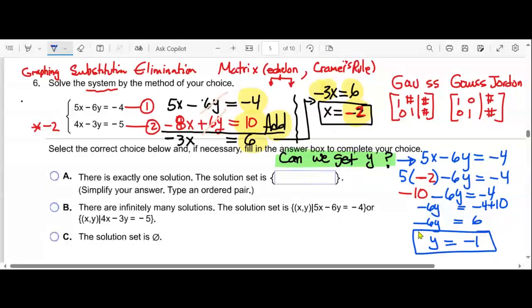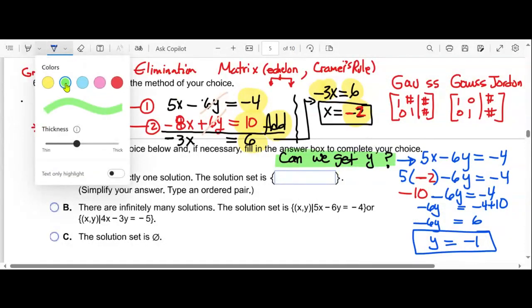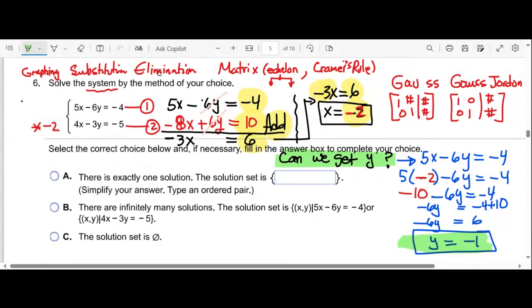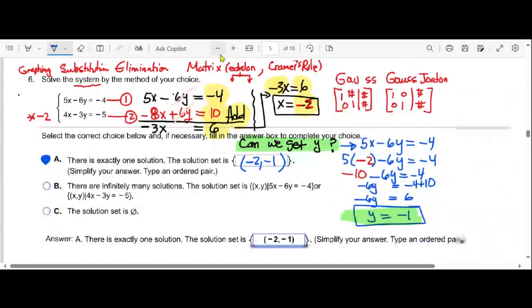Minus 1. No problem. So now we got y and we got x. So your answer will be there is exactly one solution. And what will this solution be? Minus 2 and minus 1. Is this clear? Yes, clear. Very good. Now let's go to the next question.